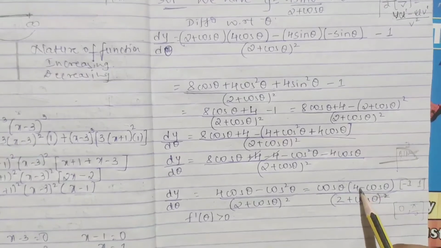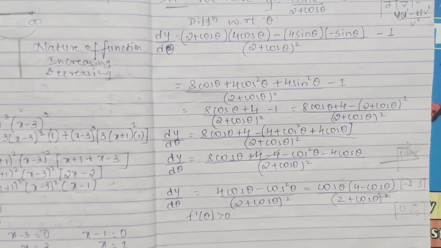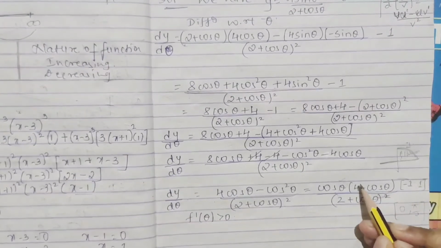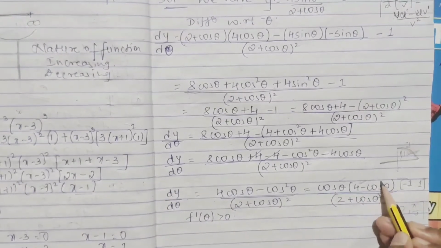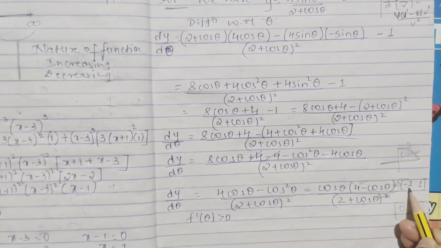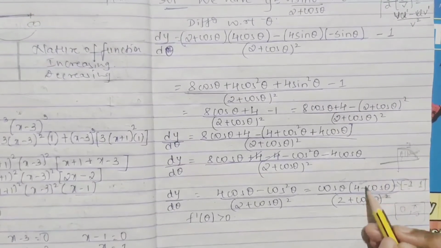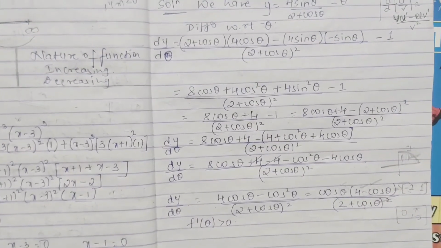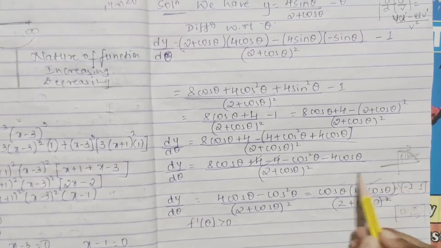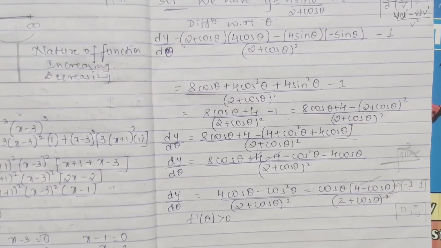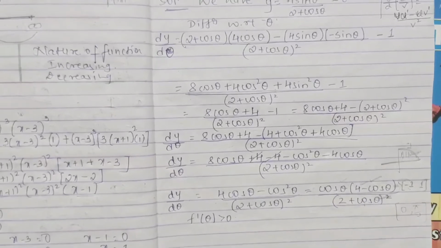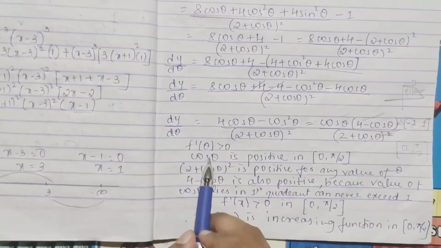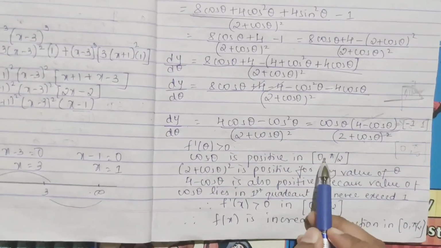Here also you see it is 4, and you can't exceed that number with the cos value, because I have said your cos value lies between minus 1 and 1. So obviously you will get a number less than 4, so here also you will get positive itself. So overall, cos theta is positive in your given interval 0 to pi by 2. Whatever I have explained, the same I have written in a sentence also: cos theta is positive in your first quadrant, that is 0 to pi by 2.